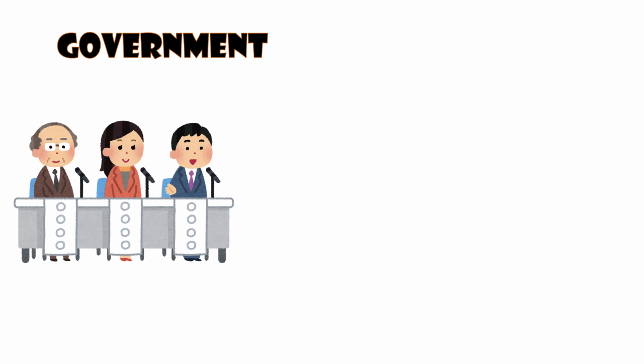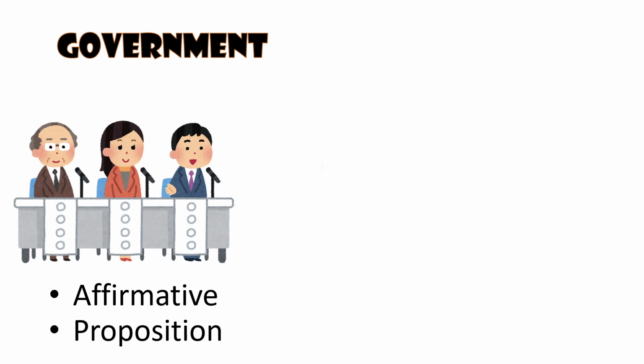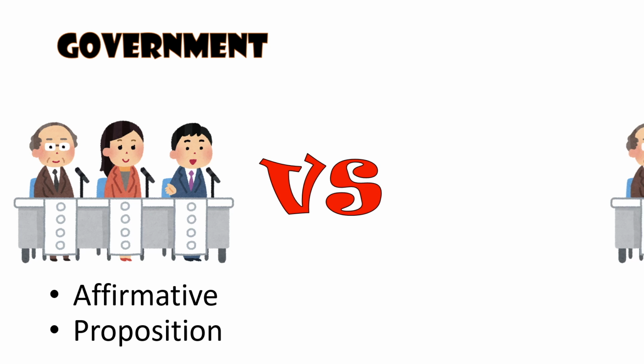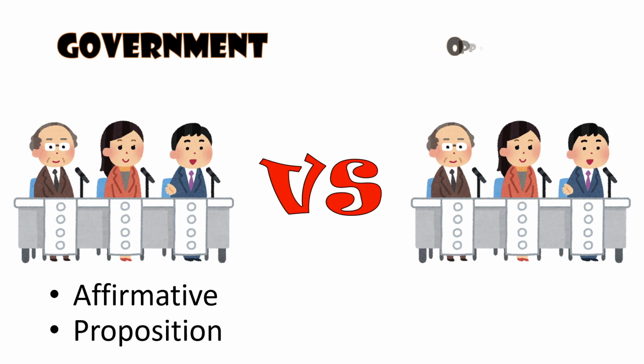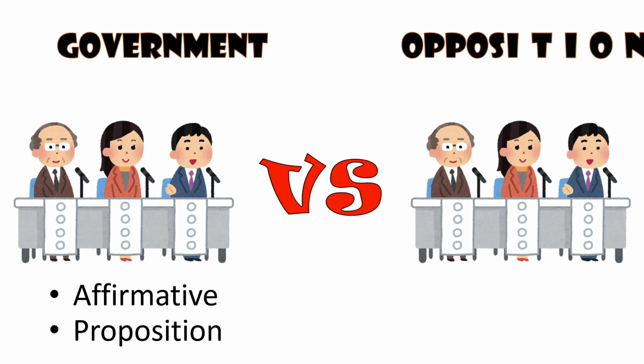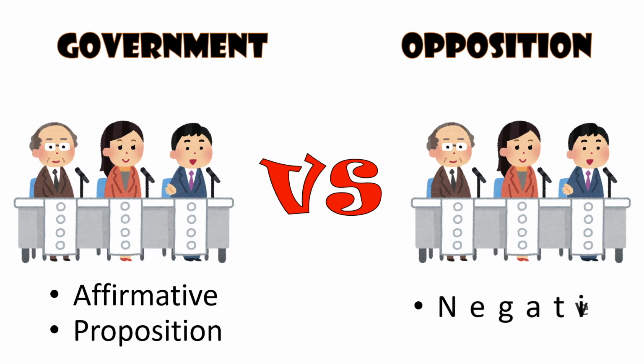As mentioned, there's often two sides, the proposition or the affirmative, which is also known as government. The debaters of this team speak in support of the resolution. Their goal is to persuade others that the topic is true. The other team is called the negative or the opposition. Debaters on this side speak to oppose the resolution. Their goal is to persuade others that the topic is not true.